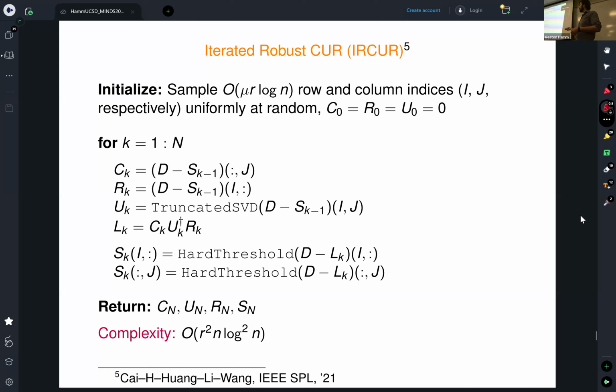And so the complexity of this algorithm is basically rank squared times n, up to log factors in n. Previous to this, the state of the art in non-convex algorithms was something like polynomial in r times n squared. Okay, so we go from quadratic in n to essentially linear.